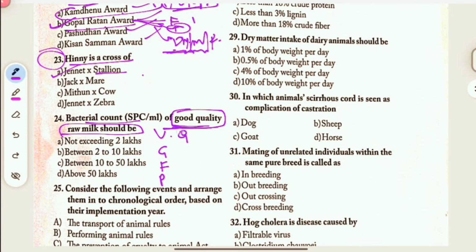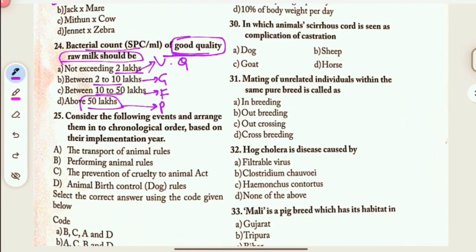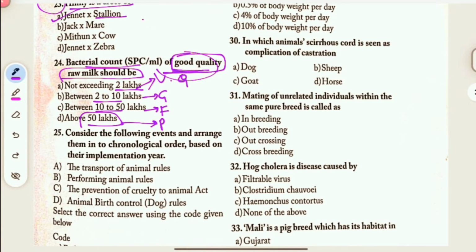In very good quality, the bacterial count should not exceed 2 lakhs. In good quality, the bacterial count should be between 2 to 10 lakh. In fair quality of milk, the bacterial count is between 10 to 50 lakh. And if more than 50 lakh, then that milk will fall under poor quality. So for this question, the answer for good quality raw milk is between 2 to 10 lakh, since not exceeding 2 lakh is very good quality milk.